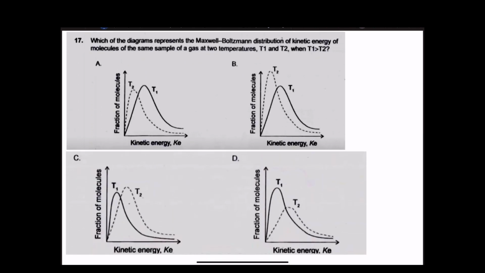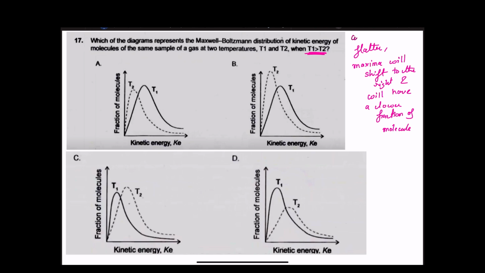Which of the two diagrams represents the Maxwell-Boltzmann distribution of kinetic energy where T1 is greater than T2? Okay. So what happens is for the higher temperature, the graph will be flatter, right? The maxima will shift to the right and will have a lower fraction of molecules. This is for the curve at higher temperature.